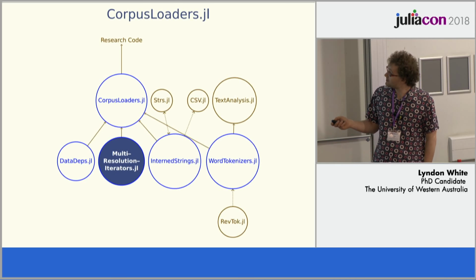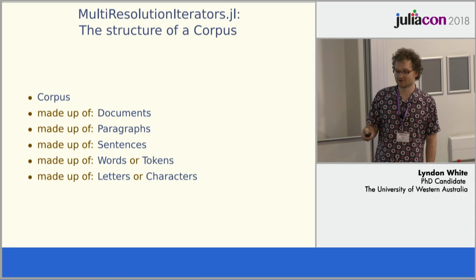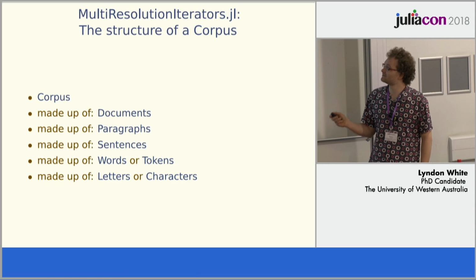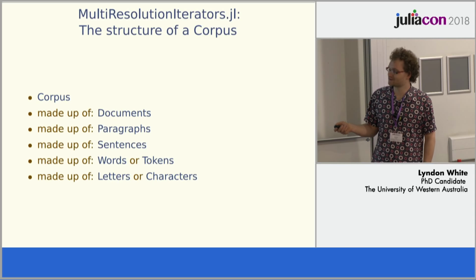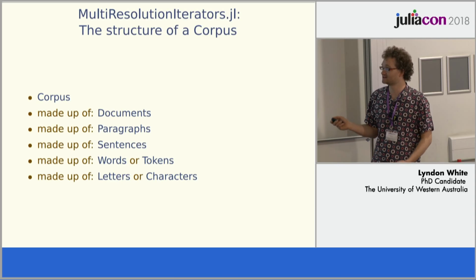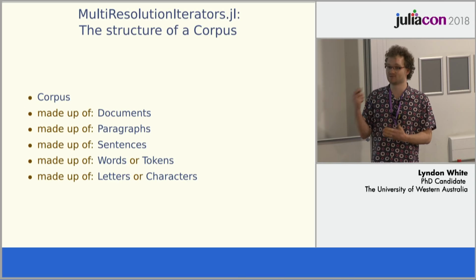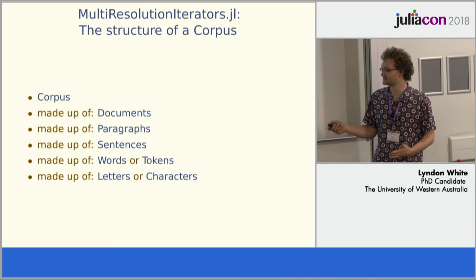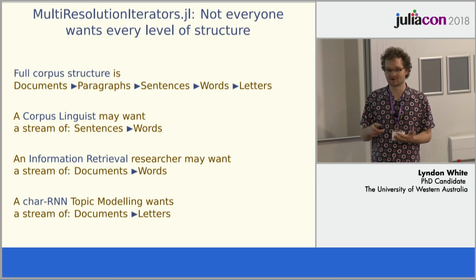Anyway, the last bit is a thing that I don't know if this occurs outside of NLP. I'd like to hear if anyone else has this kind of problem. The kind of data you get, you've got a corpus, say Wikipedia. That's made up of documents, Wikipedia pages, each of which has many paragraphs, each of which has many sentences, each of which has many words, each of which has many letters. And different people want different parts of a corpus.